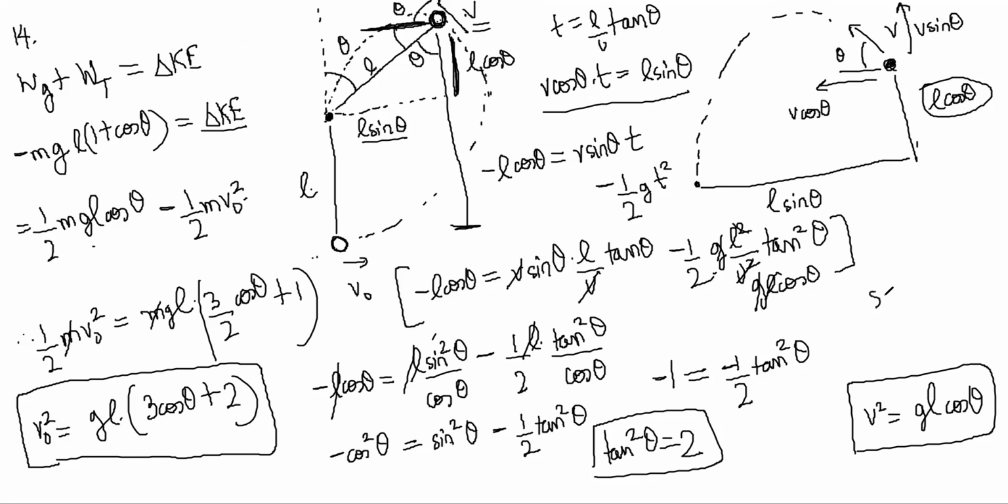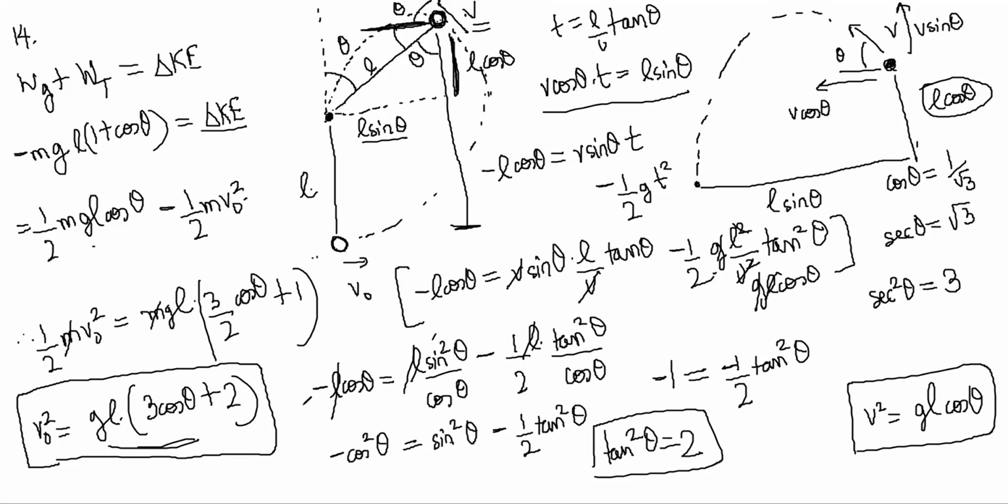That means secant square theta is equal to, 1 plus tan square theta is secant square theta, no? That is 3. So cosec theta is root 3, so cos theta is 1 by root 3. So V naught square is going to be 1 by root 3 into this, so 2 plus root 3 into GL, and root of that.